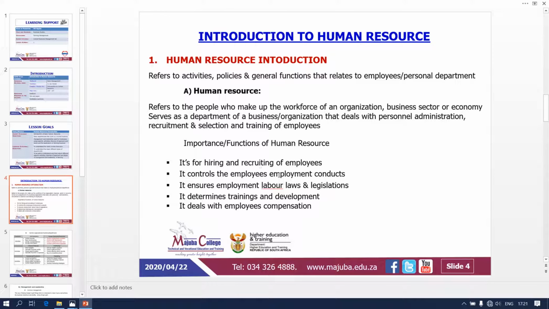If you know the human resource department, it deals with hiring and recruiting. It controls employees. Think about someone who's being employed in an organization in this regard. You need to hire that person. You need to control that person. You need to make sure that he ensures the laws and the legislations in terms of the employment. As an employer, you also need to train and develop that individual. You also need to compensate or remunerate that particular individual. Let's move on.